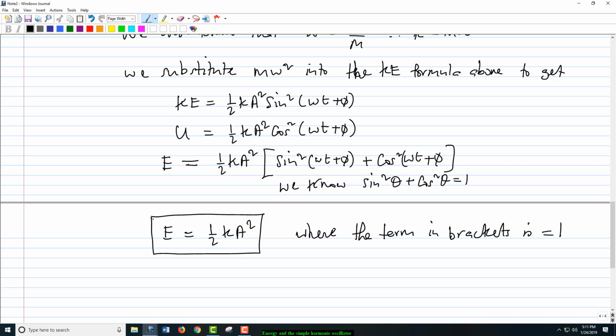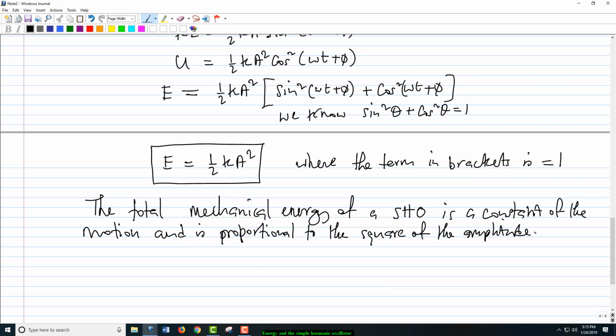So this tells us that the total energy of the harmonic oscillator is a constant of the motion. I'll write simple harmonic oscillator as SHO. Okay, so what I just wrote was that the total mechanical energy of a simple harmonic oscillator is a constant of the motion and is proportional to the square of the amplitude. That's our final ultimate result.